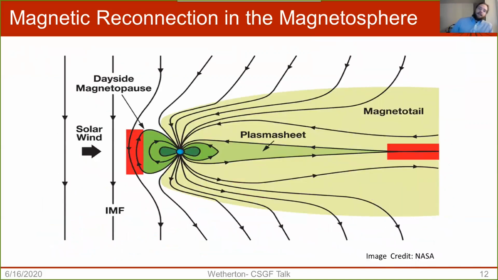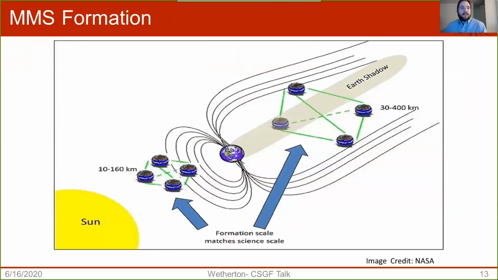So in particular, we're looking at reconnection in the magnetosphere. There are two primary locations where that happens, at the day side and in the magnetotail. I'll mostly be looking at stuff at the day side where the solar wind hits Earth's magnetic field, and you can have reconnection there. NASA has this magnetospheric multi-scale mission, and it has a formation of 4 spacecraft in a tetrahedron, and they orbit and look at these reconnection events.